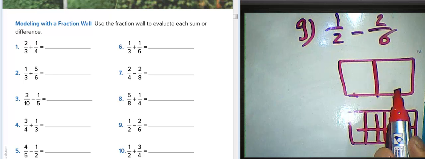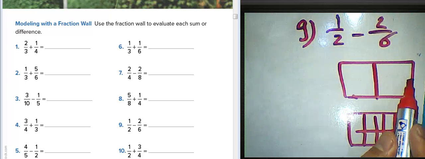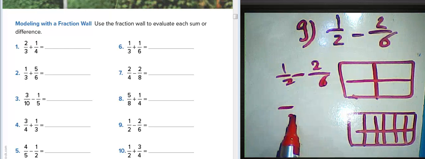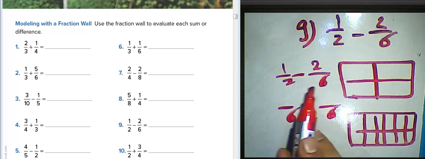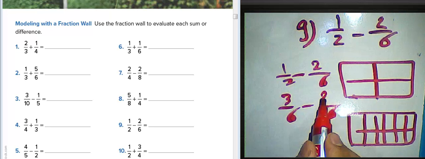Okay, we have half here, half, 2 parts. Okay, half subtracted by 2 over 6. Write the least common multiple between them, 6, because 6 can be divided by 2 equals 3. 1 times 3 equals 3, and write 2 over 6.